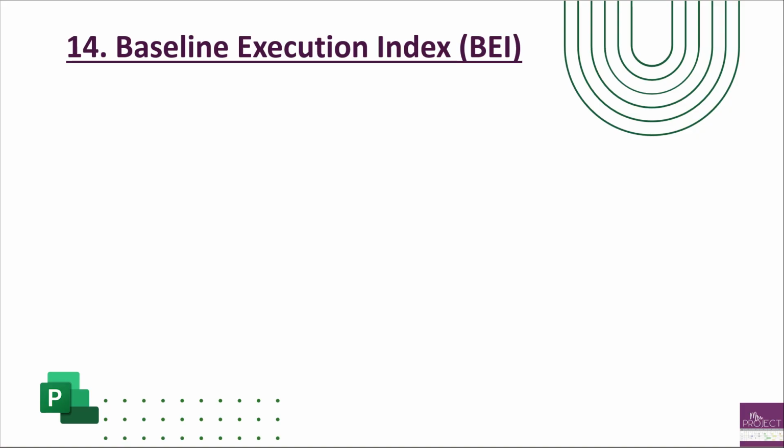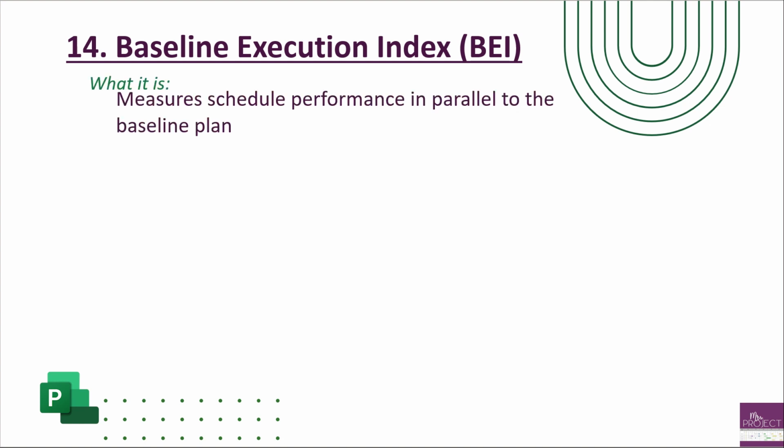So your baseline execution index, or BEI, is just another form of earned value. It's measuring your schedule performance in parallel to your baseline plan. So it's baseline performance management. Now, why is this important? Because knowing your performance history is a good indicator if you will finish on time. You can learn lessons to improve upon for the next project.